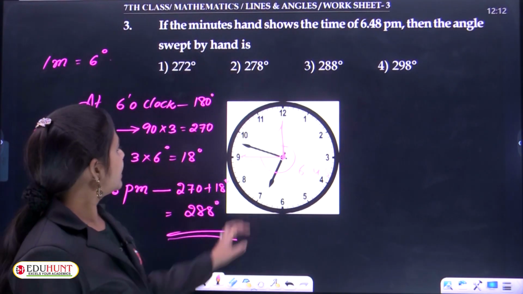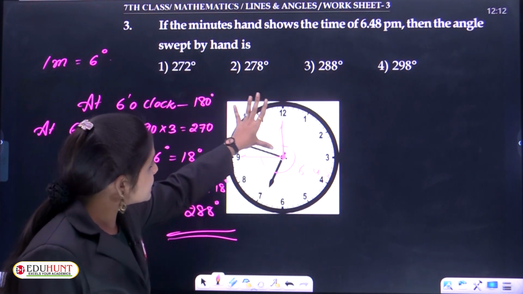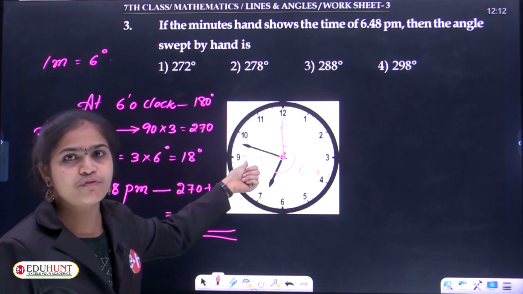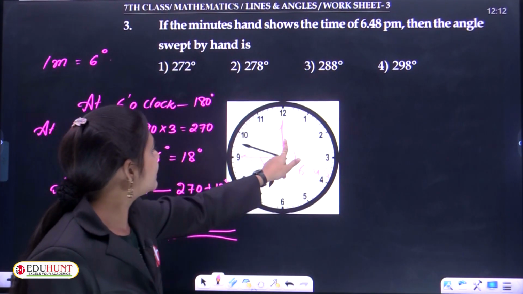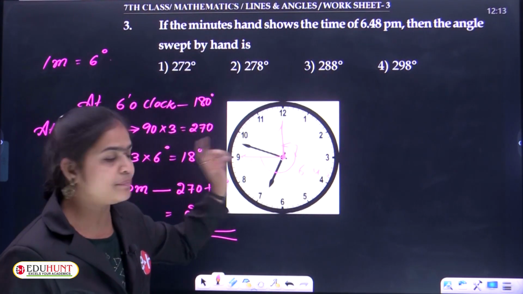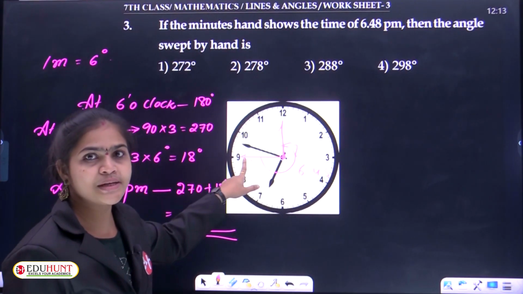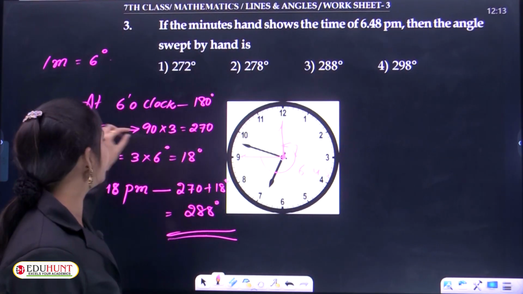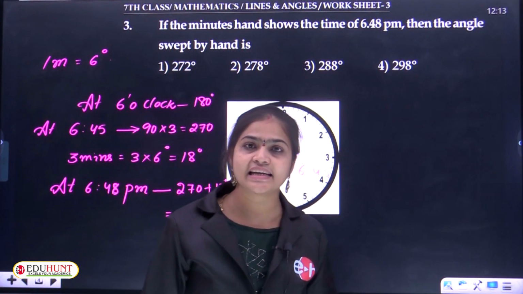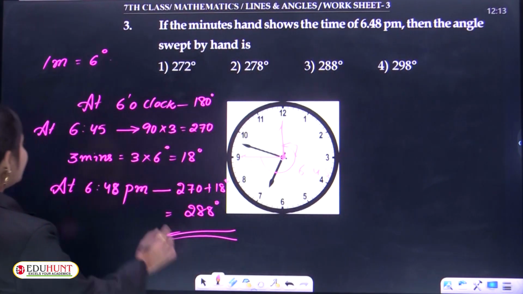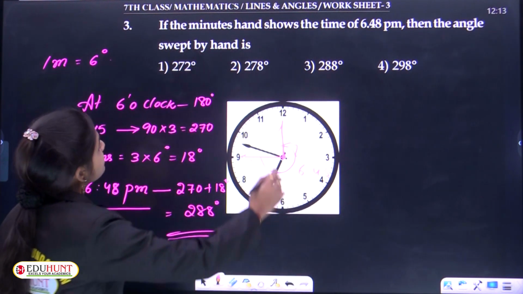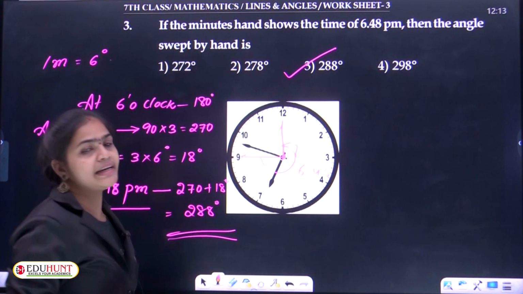Am I clear, ma? Okay, just you have to assume that 6 o'clock. After that 6 o'clock, here just assume that 6:15, 6:30 and 6:45. Okay, then easily you will get that. At each 15 minutes, here we are having that 90 degrees angle. So 90 plus 90, 180. 180 plus 90, that is equals to 270. And here for that 3 minutes, each minute makes here 6 degrees angle. So totally 3 into 6 degrees, which is equals to 18 degrees. Finally here at 6:48 p.m., the angle is 288 degrees. Which option is correct, ma? Here option 3 is correct.